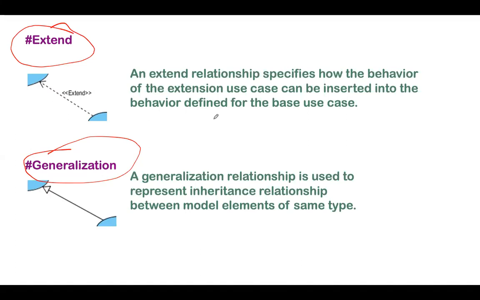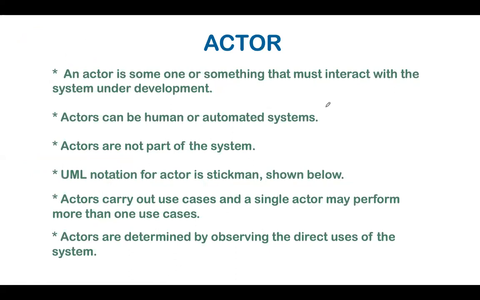We have extended relationships. Relationships are always represented by these arrows you see, maybe from an actor to the system, or from an actor to use cases. This one specifies how the behavior of an extension use case can be inserted into the behavior defined for the base use case.